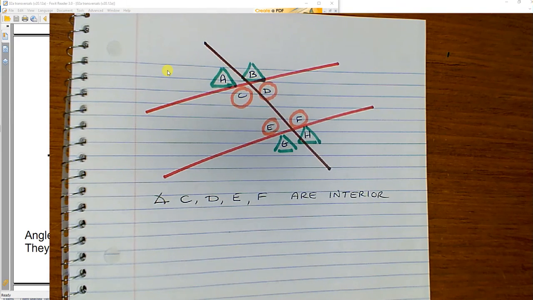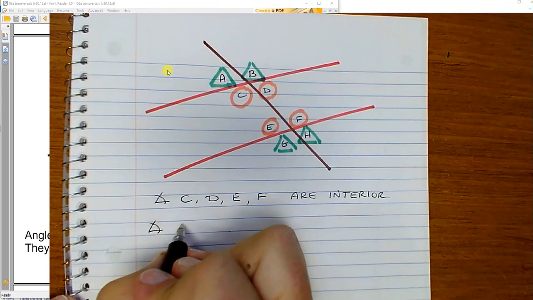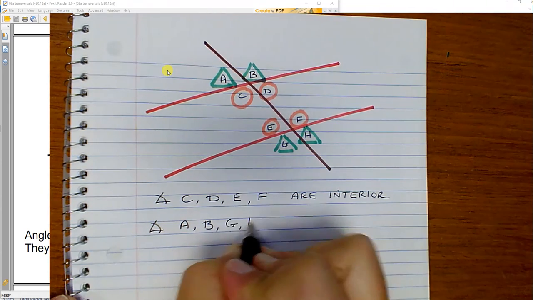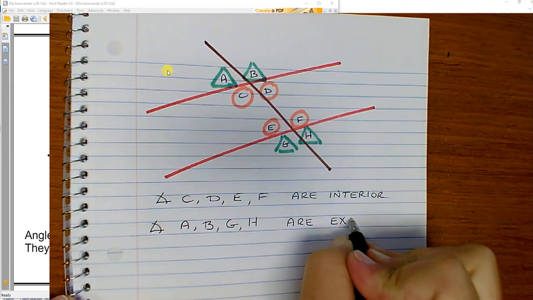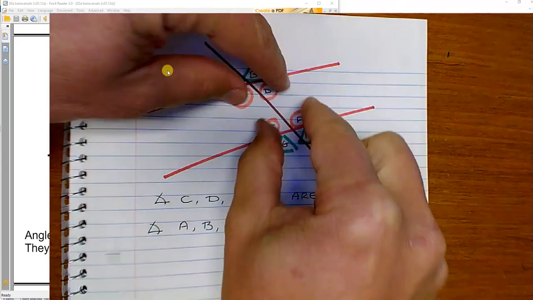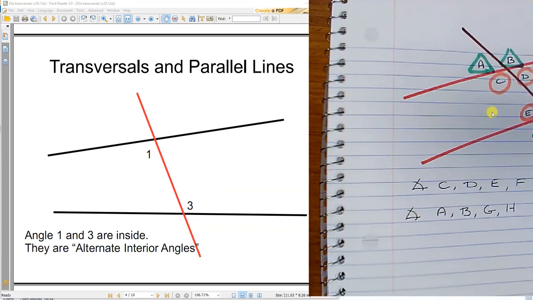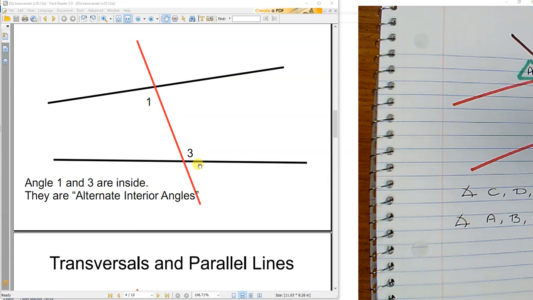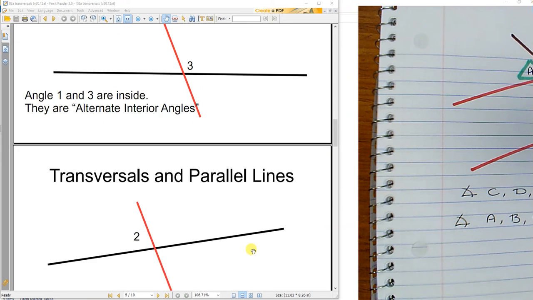Angles A, B, G, and H are exterior angles, which kind of makes sense, right? These are the interior angles, these are the exterior angles. Now, let's get more specific: alternate interiors, alternate exteriors.